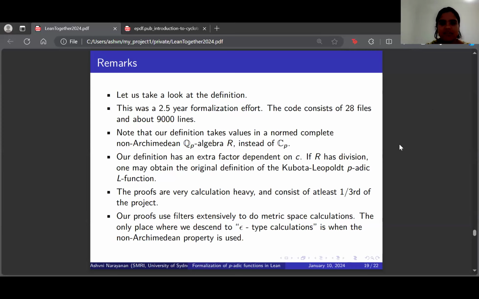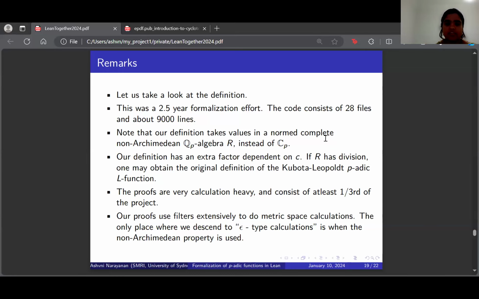But the thing that really made a difference was that at some point I started using filters instead of metric spaces. Sorry, so what I mean is that I had to work a lot with limits, and you probably know that limits in Lean are in terms of filters, the Filter.Tendsto. So a lot of delta epsilon calculations that I need to do, I realized were basically just arithmetic calculations, which could be done using filters, and that significantly cut down the code.